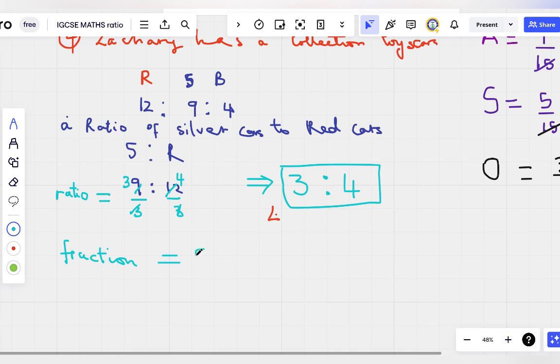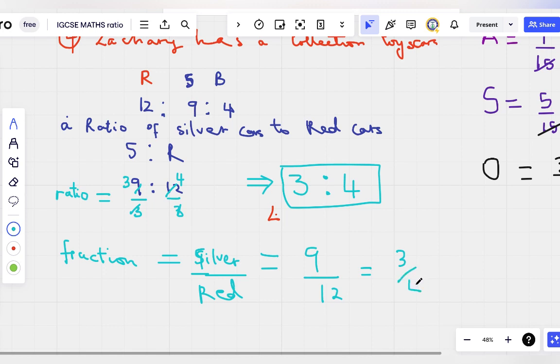9 over 12. The silver will be on top, you write silver first, silver over red. Silver cars to red cars. So you write red at the bottom. Which is 9 for silver cars over 12 for red cars, which is equal to, if you reduce this, 3 over 4. You get 3 over 4 in form of fraction.